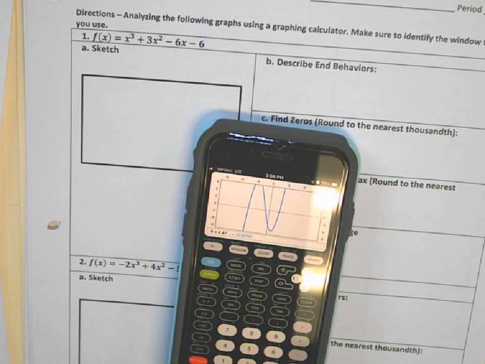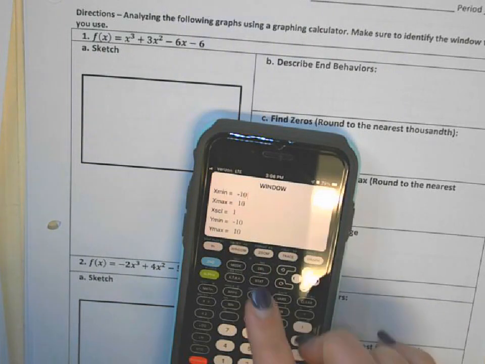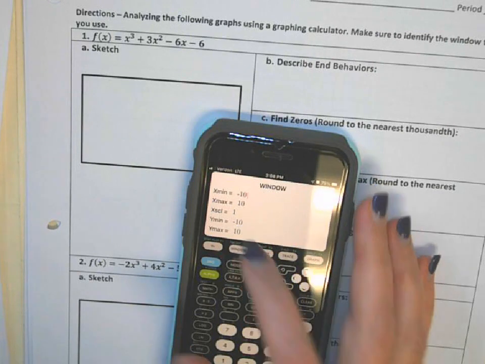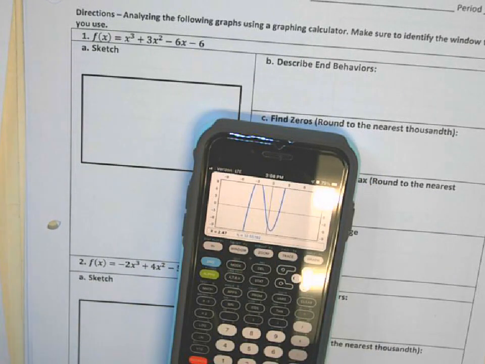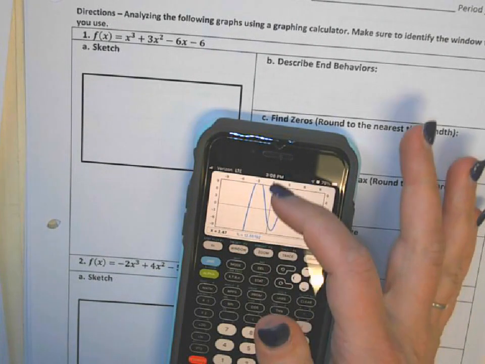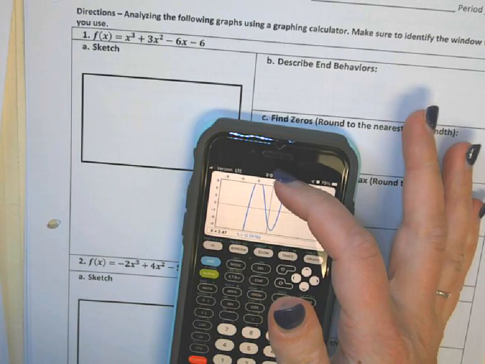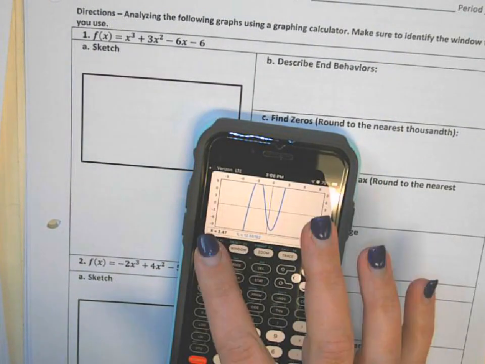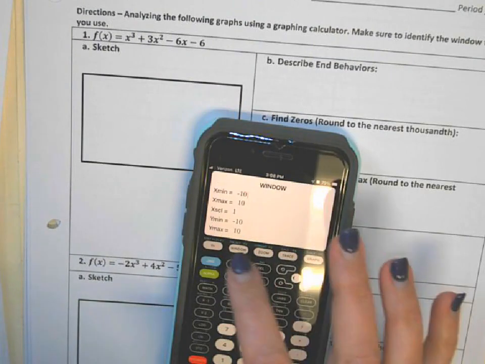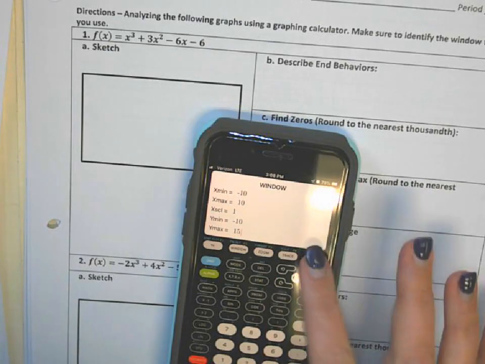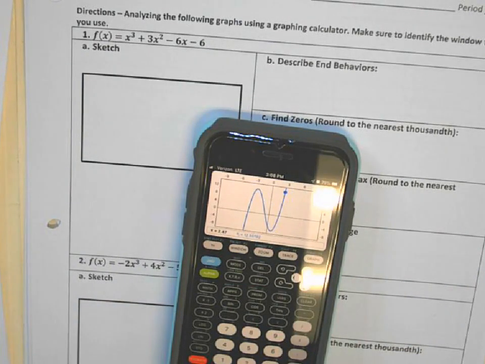Now, you might have to change your window on this. So if you go to your window button right now, your x scale goes from -10 to 10. Your y scale goes from -10 to 10. So go back to the graph button and we can see what this looks like. Now, I want the y to go higher so I can actually see that arc there. So I'm going to go back to my window, and instead of my y max being 10, let's make it something else, like 15. Hit graph, and now I can see that whole picture.